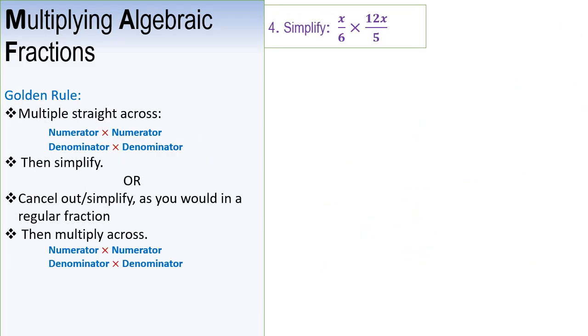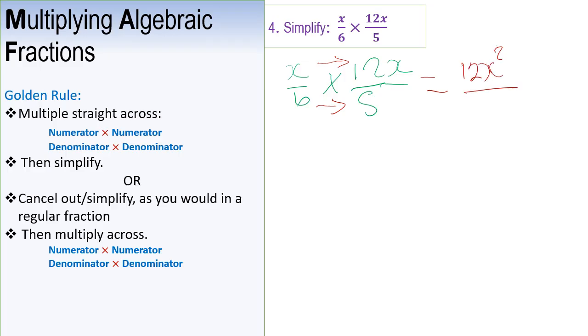Moving on to our fourth example, we have x over 6 multiplied by 12x over 5. Don't forget our x there. Alright, you can go ahead and multiply across, and you get x times 12x is going to give you 12x squared over 6 times 5 gives you 30. And from here you can cancel out. 6 into 12 goes 2 times. 6 into 30 goes 5 times. So your answer is now 2x squared over 5.